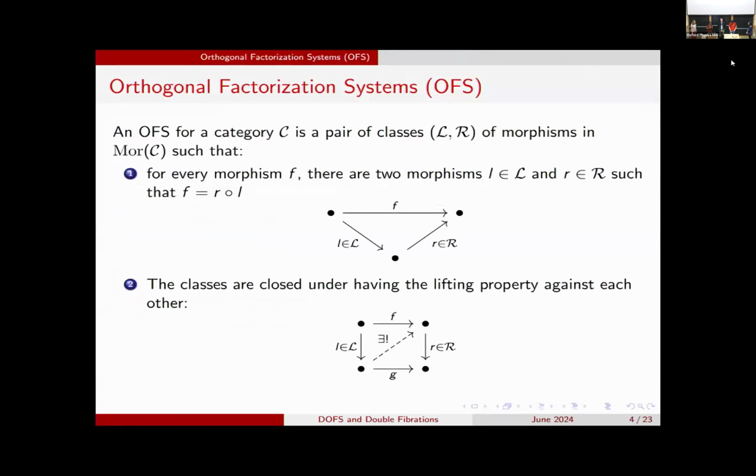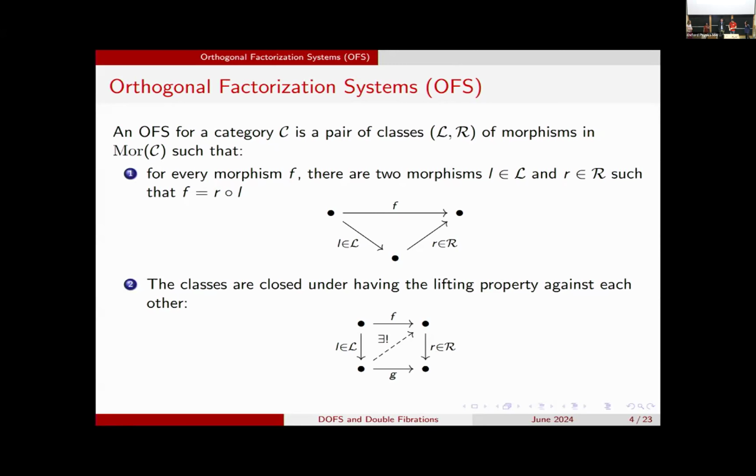Okay, so the first thing I'm going to introduce is orthogonal factorization systems before we go to double orthogonal factorization systems. An orthogonal factorization system on a category C is a pair of classes, L for the left class and R for the right class of morphisms in C, such that every morphism of C is a composite of a morphism from the left class followed by a morphism in the right class.